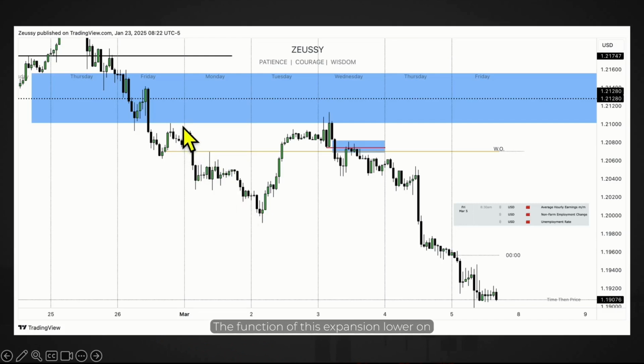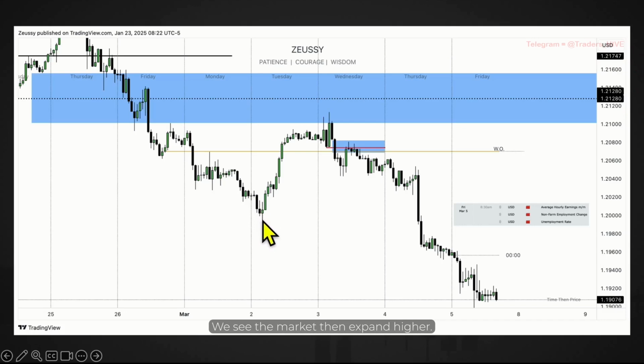The function of this expansion lower on Monday is to trap retail-minded traders into thinking and believing that we have already formed a high of week and that Euro is very bearish. They will look to go short throughout this expansion lower and place their stop losses above these highs right here. We see then on Tuesday that the market initially drops lower from the midnight open right here.